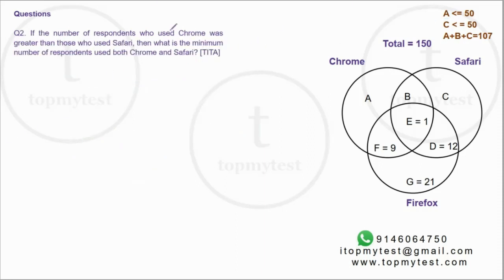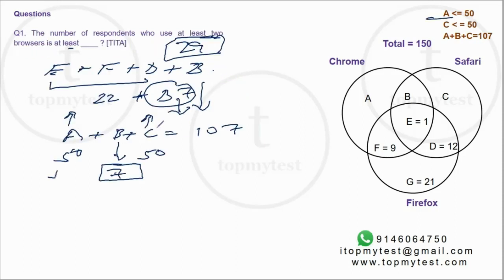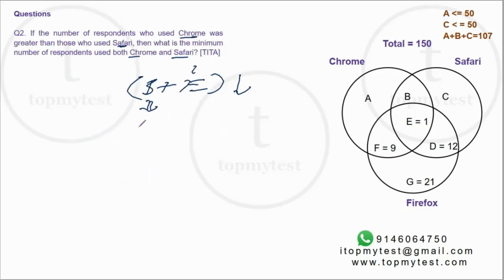Question number 2. If the number of respondents who used Chrome was greater than those who used Safari, what was the minimum number of respondents who used both Chrome and Safari? Now, Chrome and Safari combined is B plus E. I need to minimize this value. E is fixed at 1. So to minimize this value, I need to minimize B again. Similar restraint as the previous one.